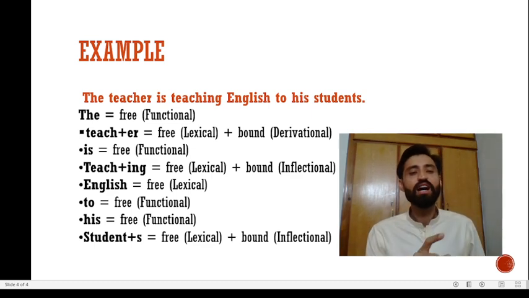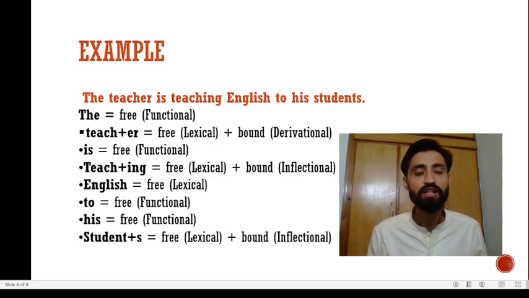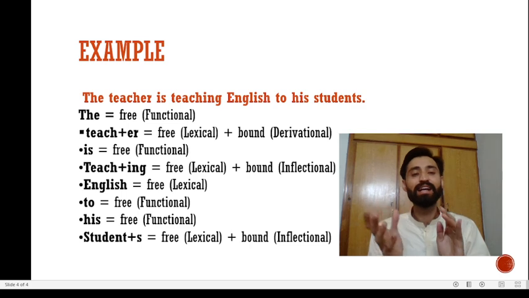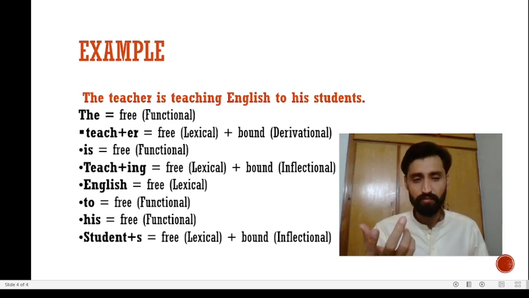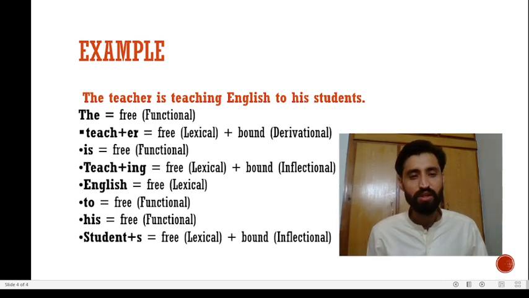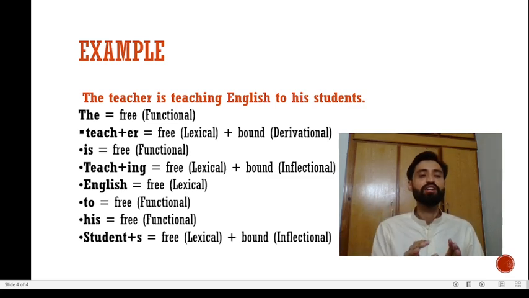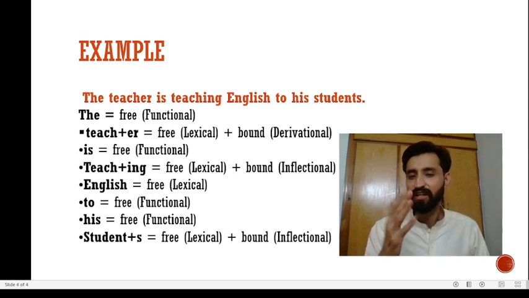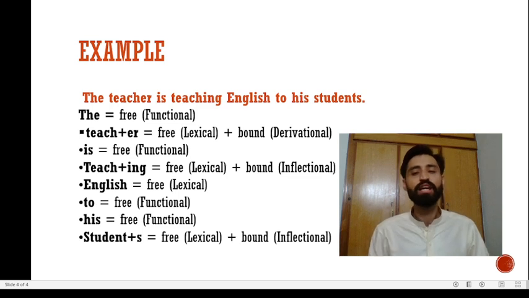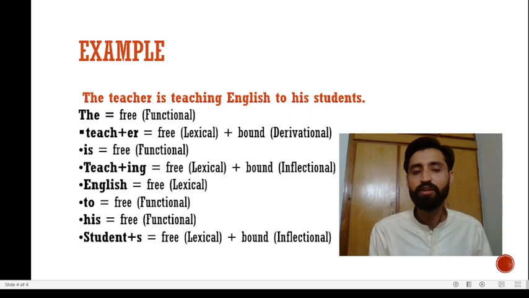Whereas this er is a derivational morpheme. And why am I saying that this is derivational? Because it changes the grammatical category of the word teach. Now teach is a verb: He teaches at a school. Whereas teacher becomes a noun. So the grammatical category is changed. So whenever a morpheme is added to the root word and it changes the grammatical category, we call it a derivational morpheme. Then is again a free morpheme, which we can say is a functional morpheme.